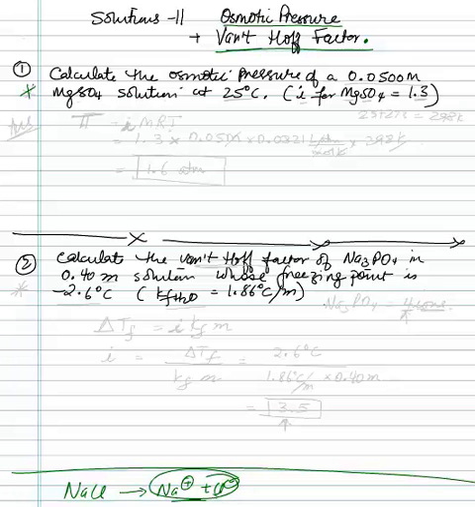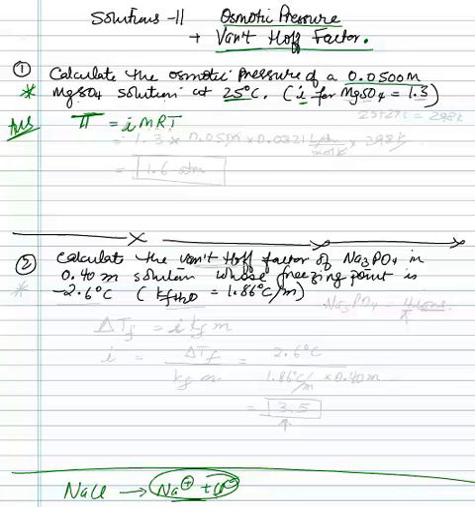So the first question, very simple, straightforward. Calculate the osmotic pressure of a 0.05 molar magnesium sulfate solution at 25 degrees Celsius, and I, which is the Van 't Hoff factor, is given to us. Generally this is the formula for calculating osmotic pressure. So pi, which is osmotic pressure, is equal to iMRT. I is the Van 't Hoff factor, M is molarity, R is gas constant, and T is temperature.